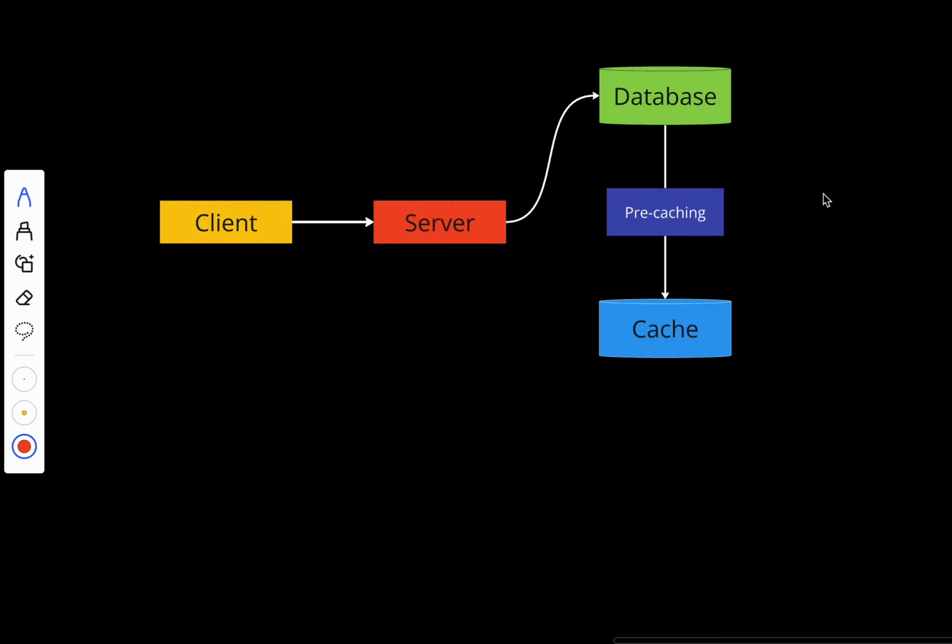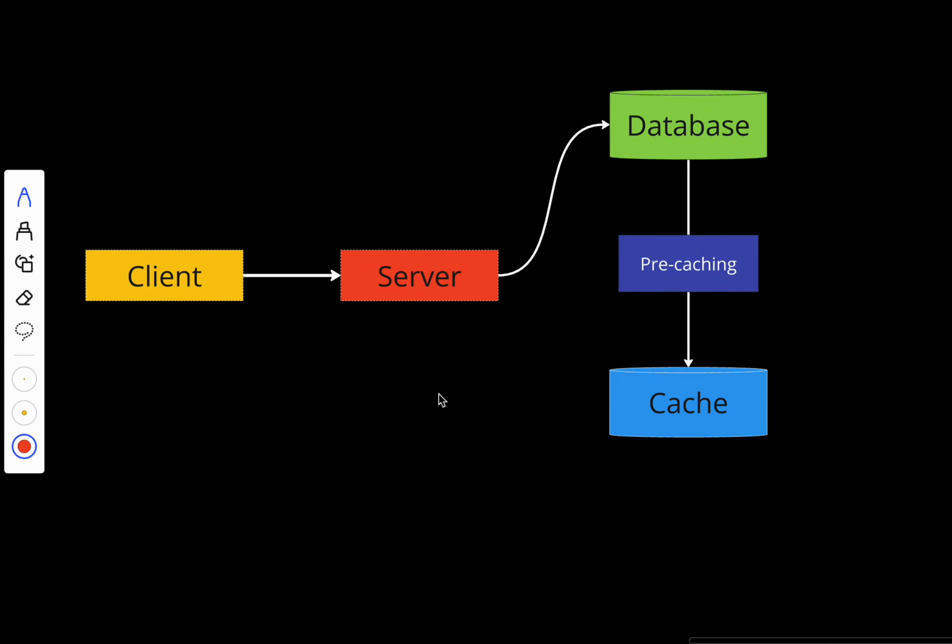This is a small example of how pre-caching works. So, when the client tries to make a request, the data is fetched from the database. Basically, the pre-caching will fetch from the database and pre-cache the data in the cache.